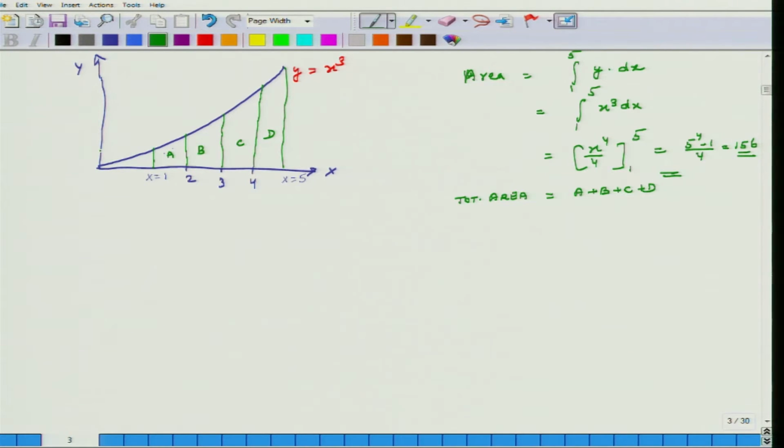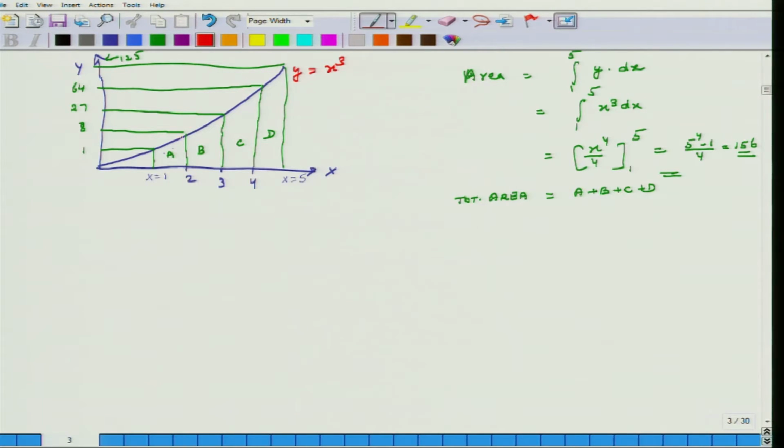let us calculate the value of y. So, here when x is equal to 1, y equals 1, because 1 cube is 1. When x is equal to 2, then y equals 8, when x equals 3, then y equals 27, when x equals 4, then y equals 64, and when x equals 5, then y equals 125. 5 cube is 125.